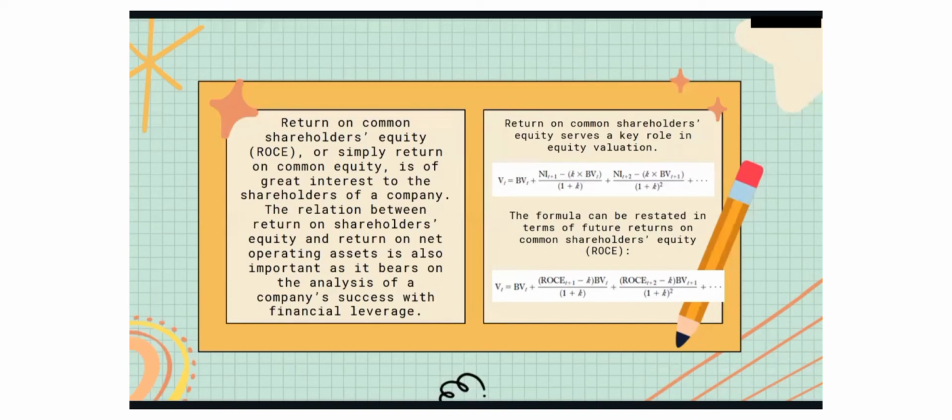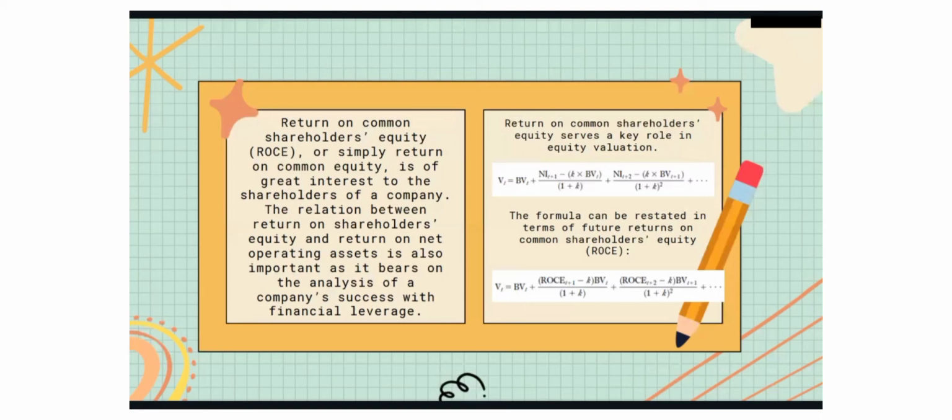You can also see the formula for ROCE. We can calculate it by P_T equals BV_T plus (NI_T+1 minus K times BV_T) divided by (1 plus K), plus (NI_T+2 minus K times BV_T+1) divided by (1 plus K) squared, and so on.